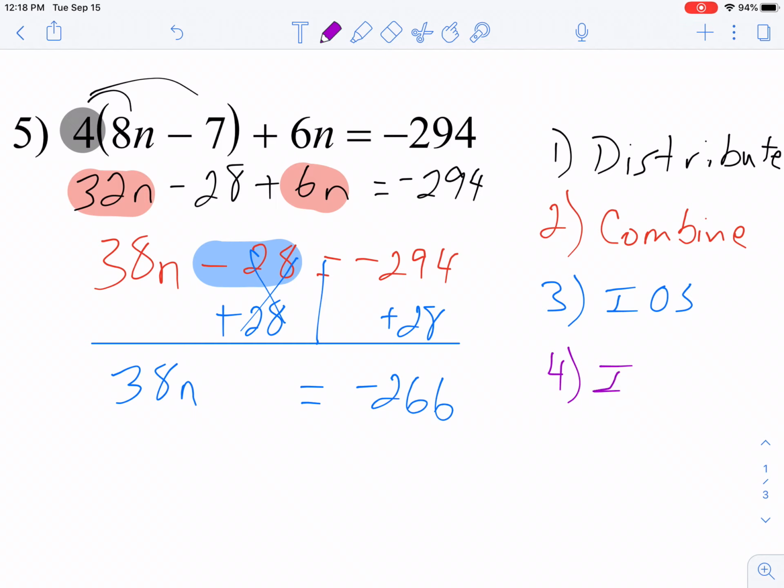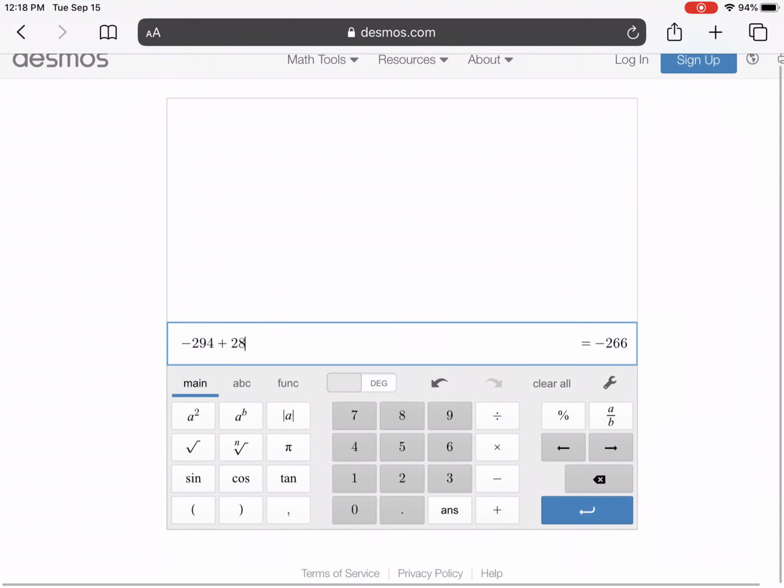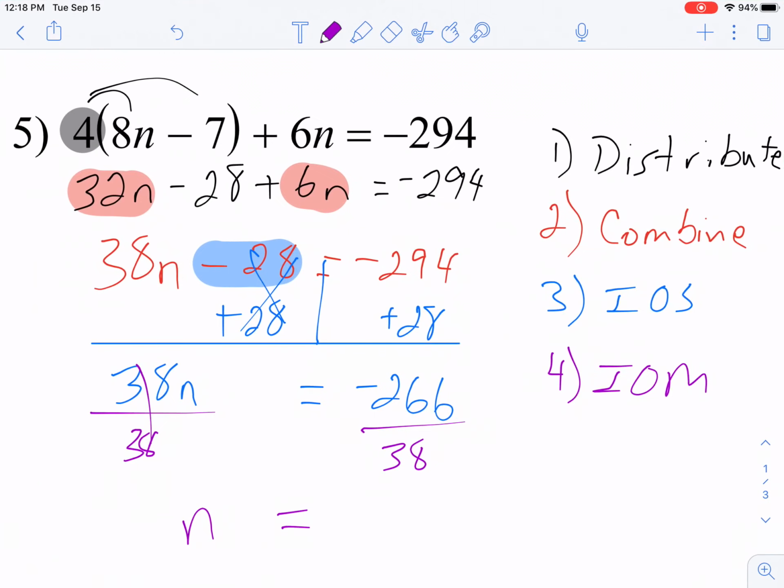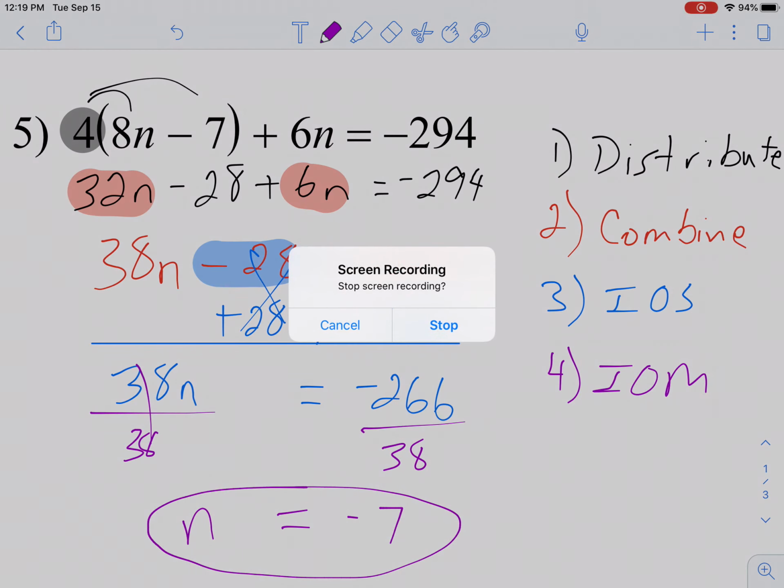My fourth step is to do the inverse of multiplication. So I'm going to divide by 38 on both sides. These cancel out. N drops down. Equal sign drops down. I don't know what my 38s are, so I'm going to go to Desmos, and I'm going to do negative 266 divided by 38. And I get negative 7. And so on my Canvas, I would enter in negative 7. You have 5 problems to do today.